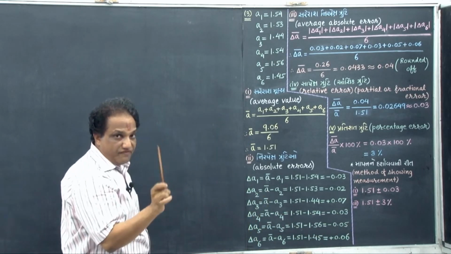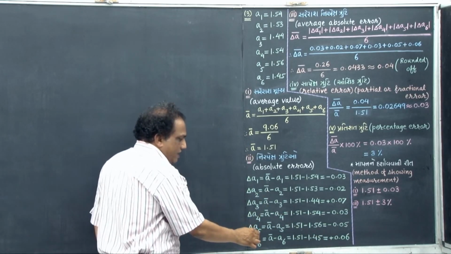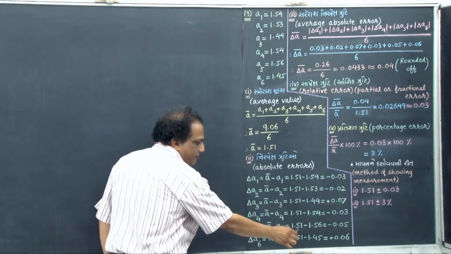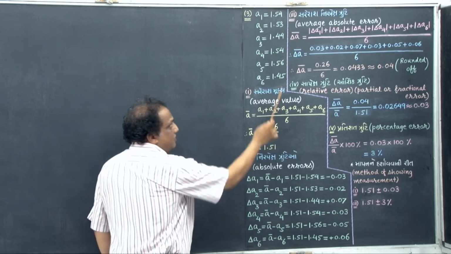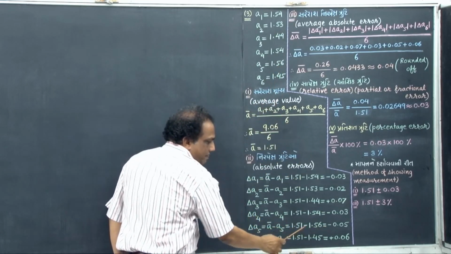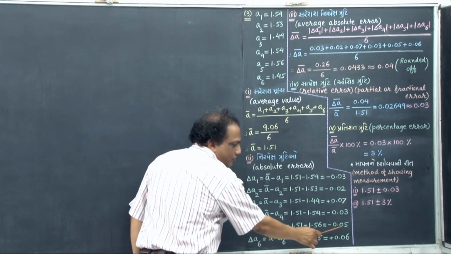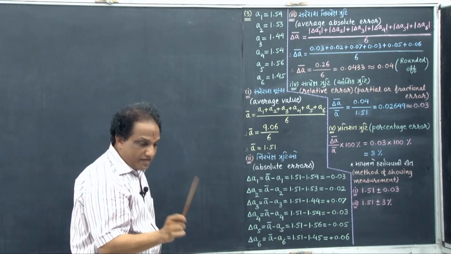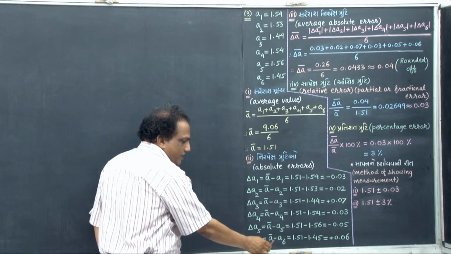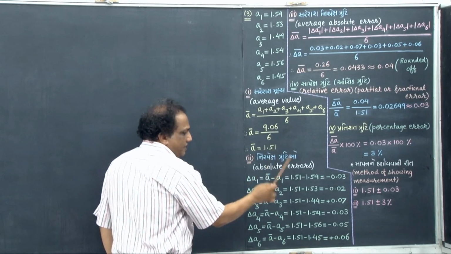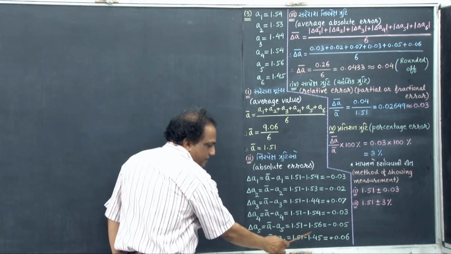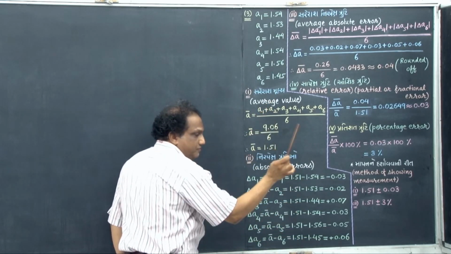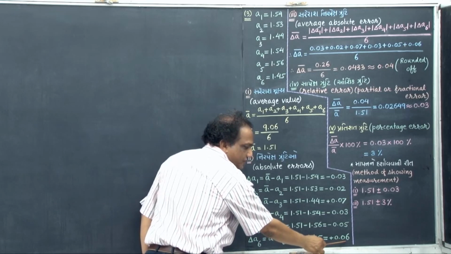Absolute error in the fifth observation is delta A5 equals A bar minus A5. A bar is 1.51 minus A5 is 1.56. This minus this comes out to be minus 0.05. Absolute error in the sixth observation is delta A6 equals A bar minus A6. A bar is 1.51 minus A6 is 1.45. This minus this comes out to be plus 0.06.